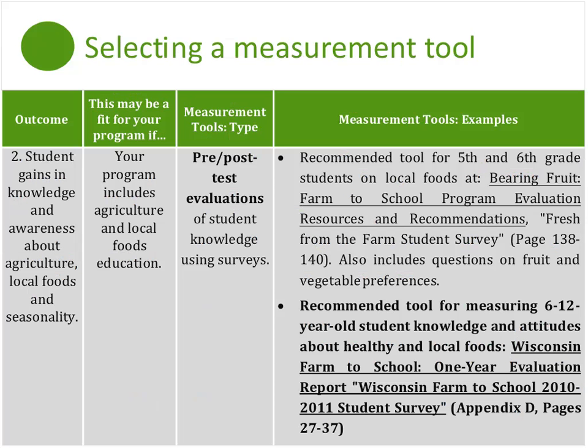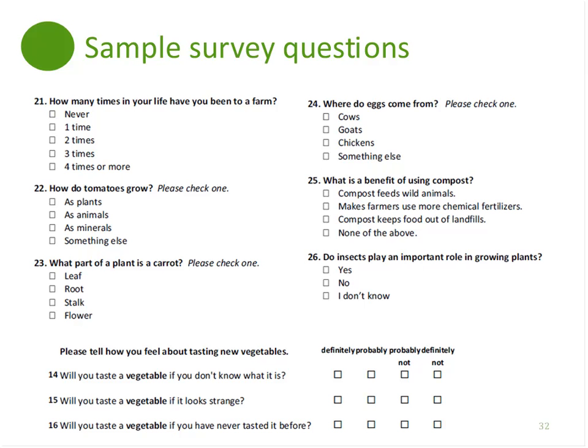So let's take a look at student outcome number 2, just for a change. This one is students' gains in knowledge and awareness about agriculture, local foods, and seasonality. Here we've identified several instruments that can be used as pre- and post-test knowledge surveys. In addition to the survey links, we also provide a short description. Here you can see that the first tool is recommended for 5th and 6th graders, while the second tool is appropriate for 6 to 12-year-olds. Let's look more closely at a tool.